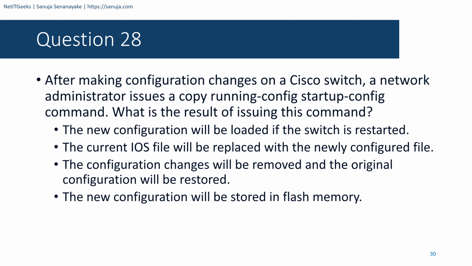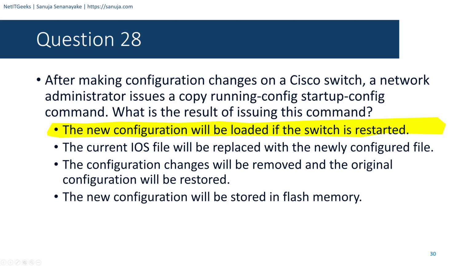So basically, with the copy running-config startup-config command, the content of the current operating configuration replaces the startup configuration in the NVRAM, right? That's what it does. So the answer to this one is the new configuration will be loaded if the switch is restarted. So once the command is run, if the switch loses power and powers back on, or you restart the switch, whatever you have done because of this command will be in the NVRAM, so it won't get lost.